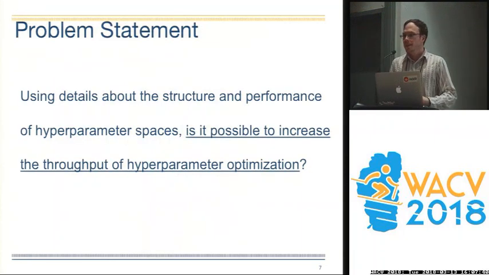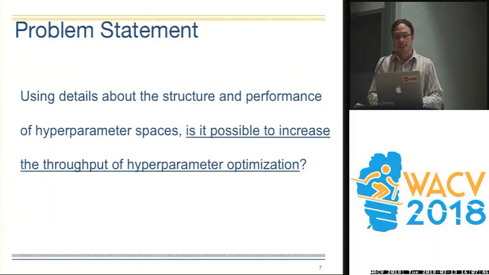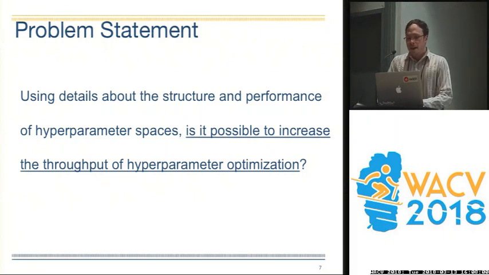So knowing that this is a highly structured problem, knowing that we can evaluate these models independently, we have to ask the question, can we use details about structure and performance to increase the throughput of hyperparameter optimization, because we want to check as many models as possible in the shortest amount of time.